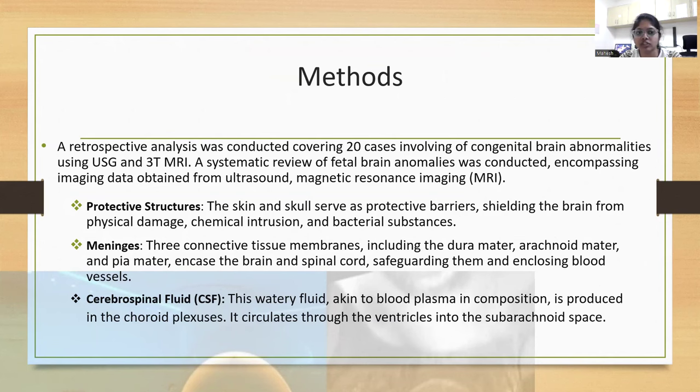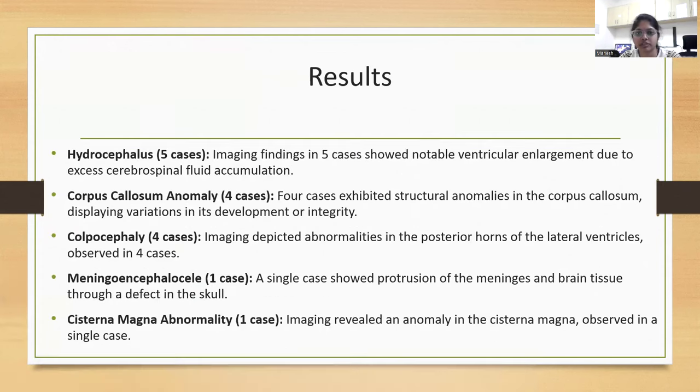The protective structures, such as skin and skull, serve as a protective barrier, shielding the brain from physical damage, chemical intrusions, and bacterial substances. Meninges, 3 connective tissue membranes like dura mater, arachnoid mater, and pia mater, encase the brain and the spinal cord. Then it encloses the blood vessels. CSF, a watery fluid akin to blood plasma in composition, is produced in the choroid plexus, circulating through the ventricles and the subarachnoid space.